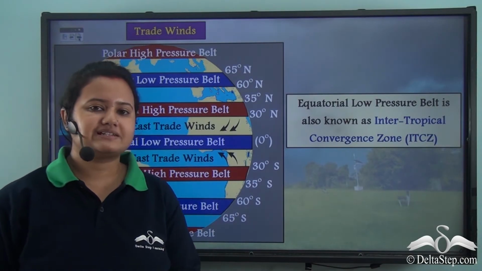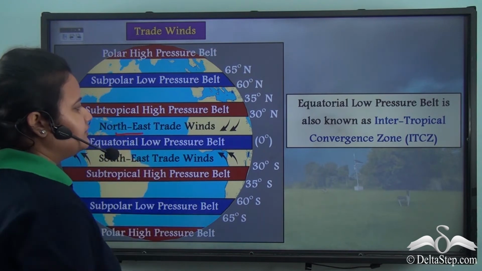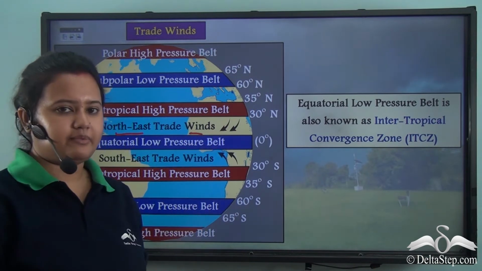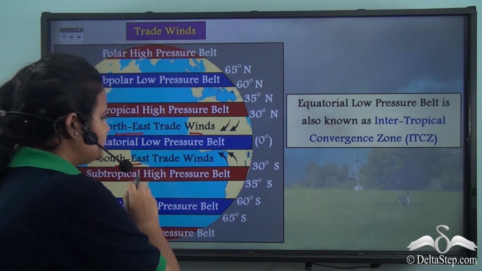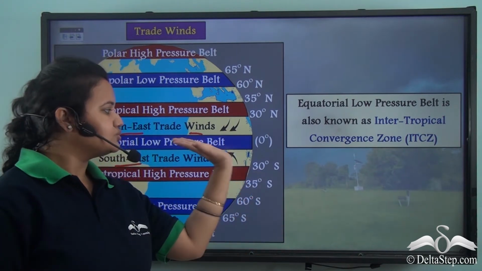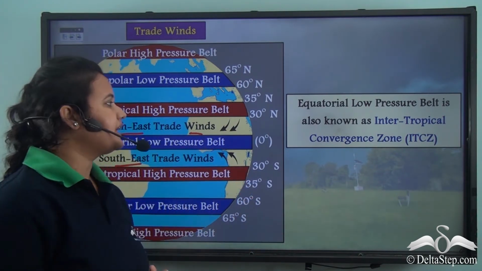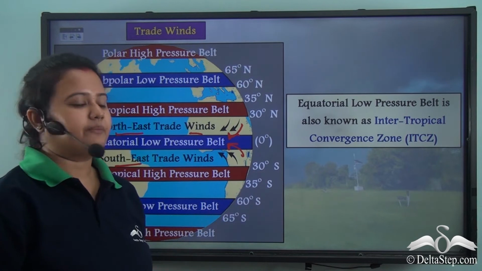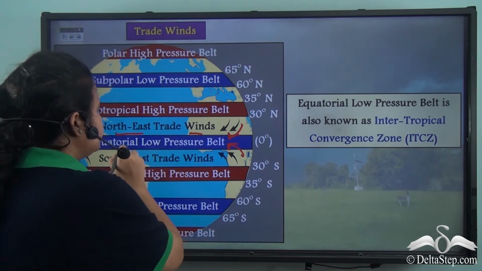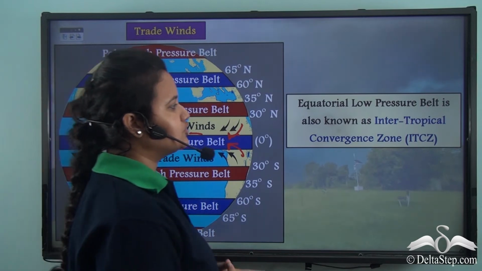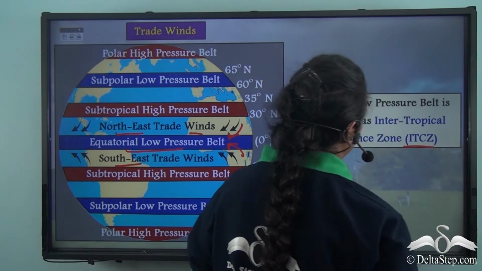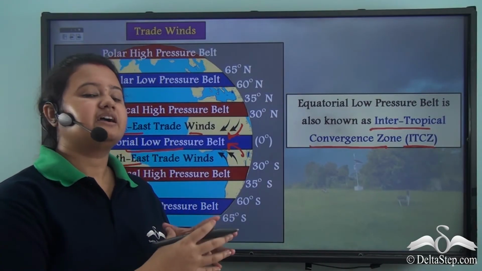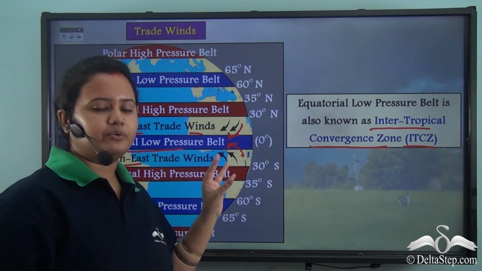Now, in the previous slide, we saw that northeast trade winds blow from northeast to southwest in the northern hemisphere, while the southeast trade winds blow from southeast to northwest in the southern part. Both these winds converge at the equator, and due to this reason the equatorial low pressure belt is also known as ITCZ or intertropical convergence zone. So both the trade winds converge at this equatorial zone.